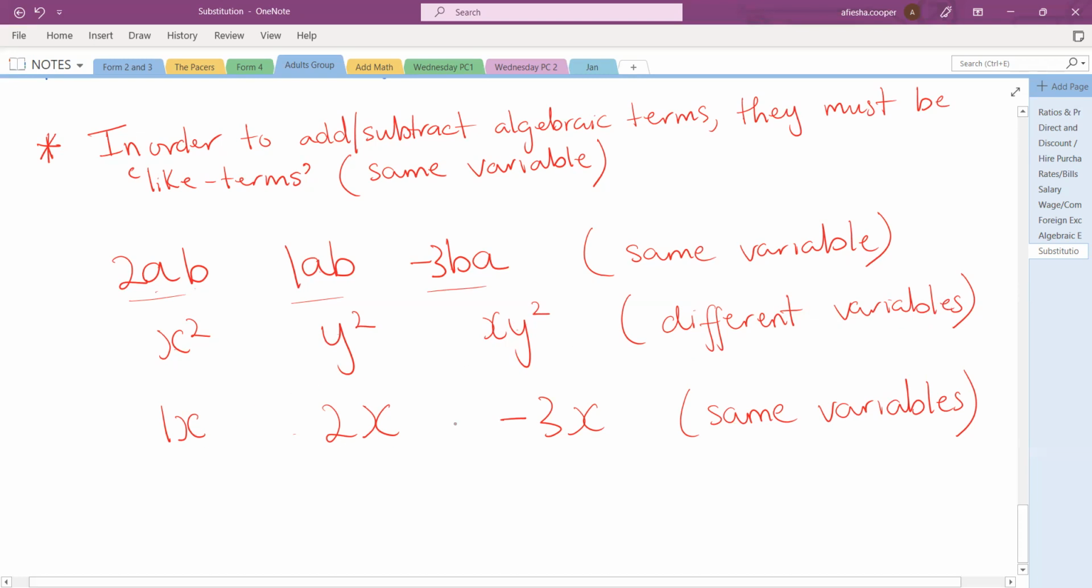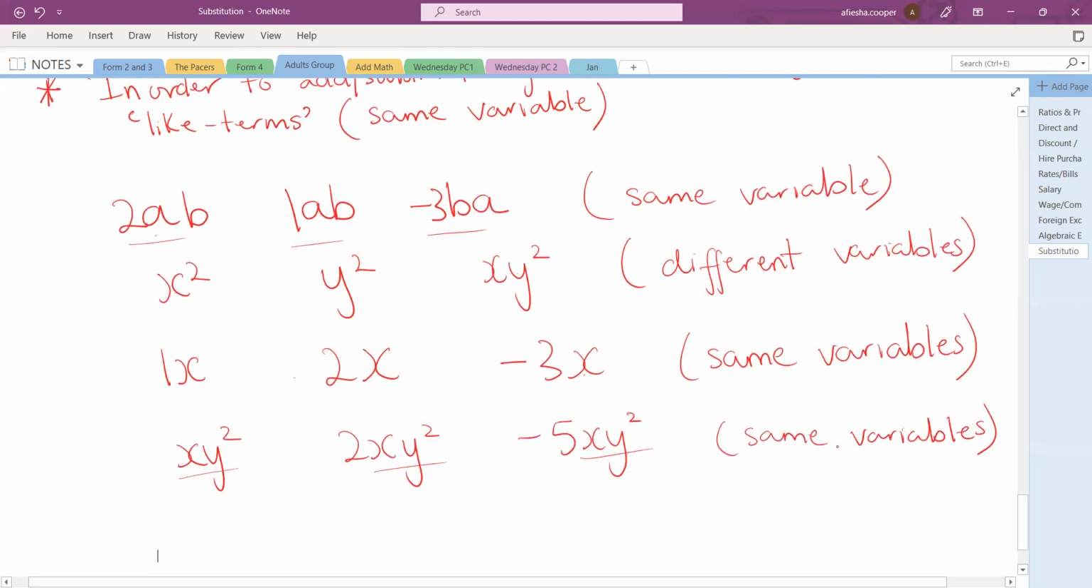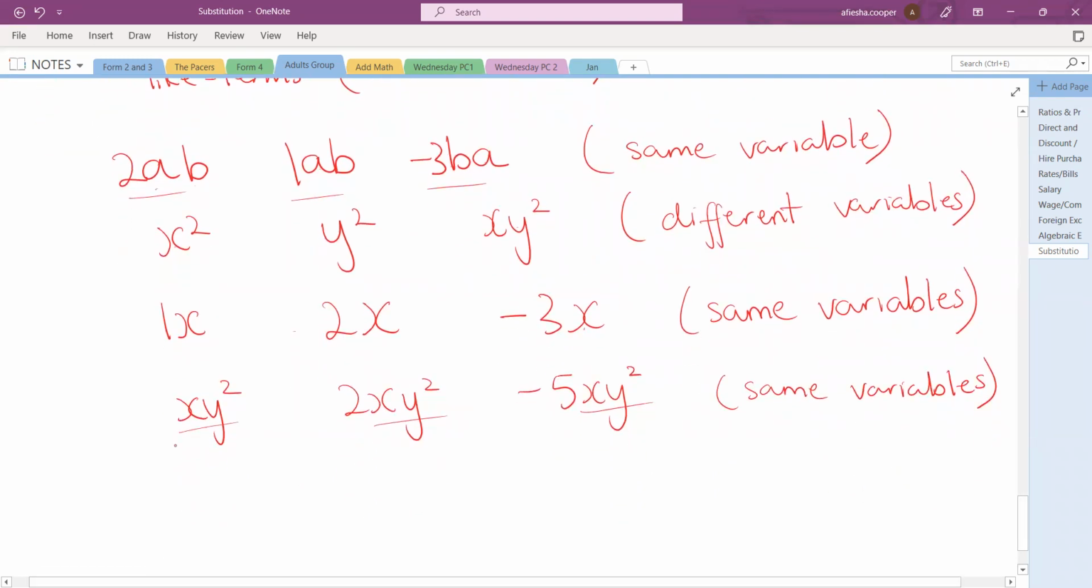This is an x, this is an x, this is an x, same variables. Now, if I say 2xy squared, negative 5xy squared, they must match exactly. Xy squared, xy squared, xy squared, same variable. Yeah?